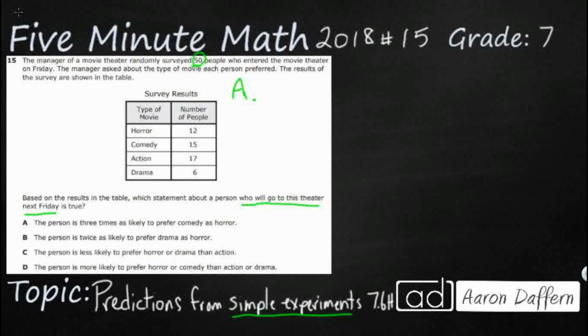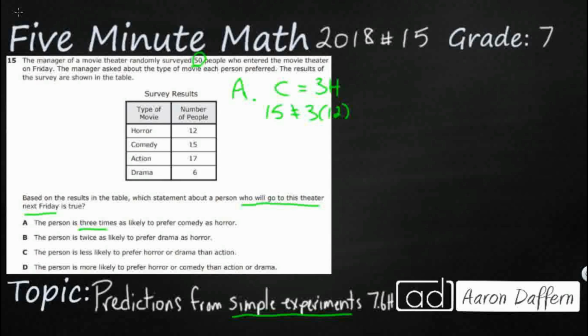So A, the person is 3 times as likely to prefer comedy as horror. So comedy, I'm going to replace it with a C, and you see this 3 times as likely to prefer comedy. That means it's going to be 3 times bigger than horror. So we'll just do 3H. So 3H equals C because it's 3 times likely is to be comedy than it is horror. And you see this doesn't really work, right? So comedy is 15. And then my H, horror, is going to be 12.